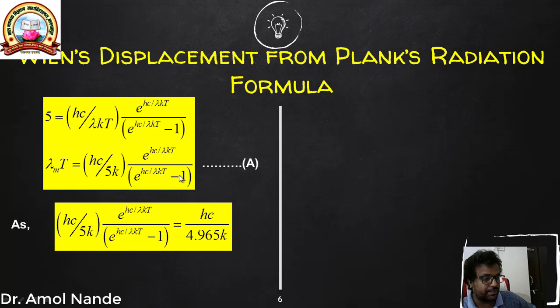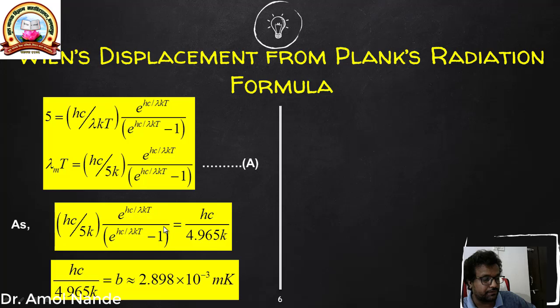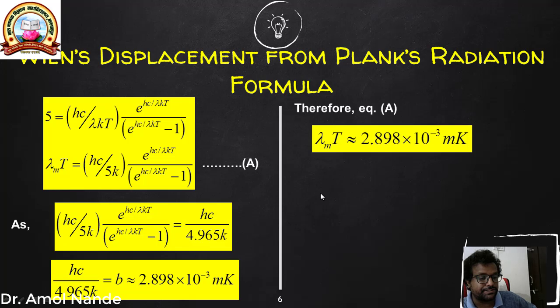We gave it a name and rearranged it, and we know that this term is constant, and everything it changes to, we put this as sc by 4.96 is equal to b, and that is nothing but equal to 2.898 into 10 to the power minus 3 meter kelvin. So therefore equation 1 changes to lambda t is nearly equal to 2.898 into 10 to the power minus 3 meter kelvin.